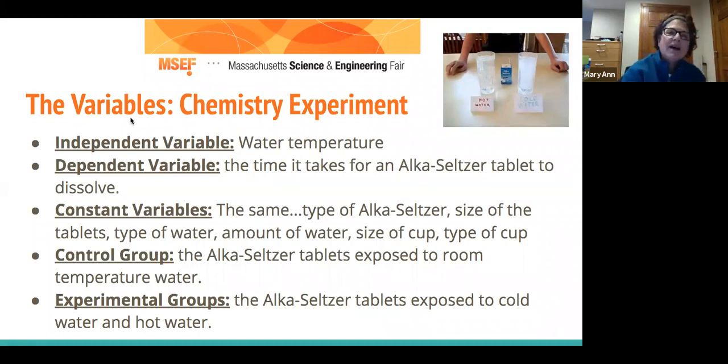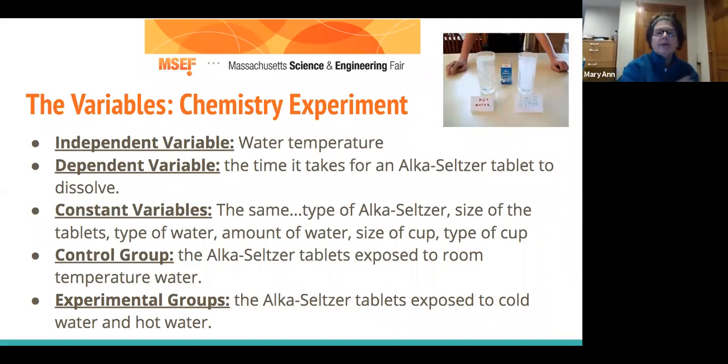But okay, so for our chemistry experiment, how does the temperature of the water affect the rate of an Alka-Seltzer, the rate of a chemical reaction? Then the independent variable there is what the student or the scientist is changing on purpose. So the kid really needs to think, what am I changing on purpose? And what they're changing on purpose is the temperature of the water, okay?